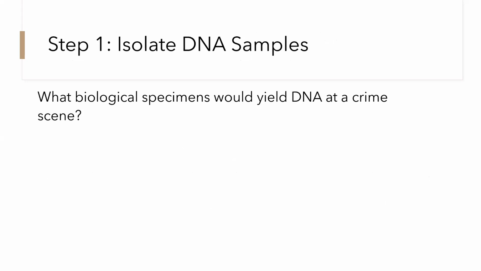Okay, so you can think about what kind of biological specimens would yield DNA at a crime scene. What things could you collect from someone that could actually have DNA in them? There's blood, saliva, semen, and hair. With hair, you need to make sure that you have the very end of it, the follicle, which is what is attached to your head.